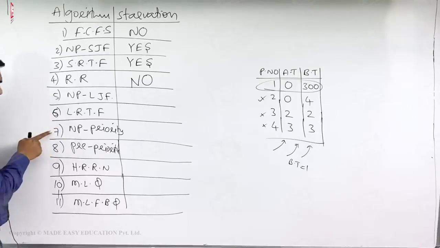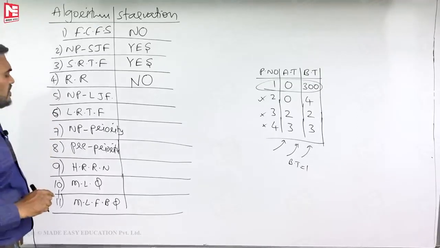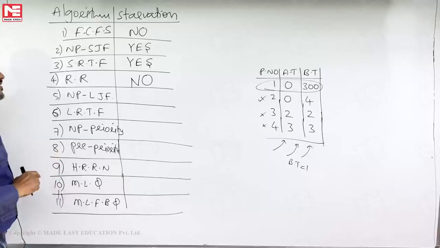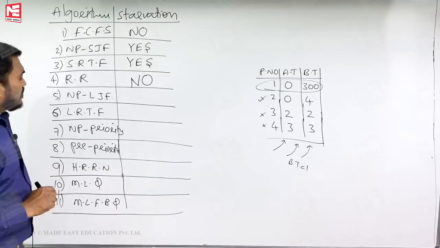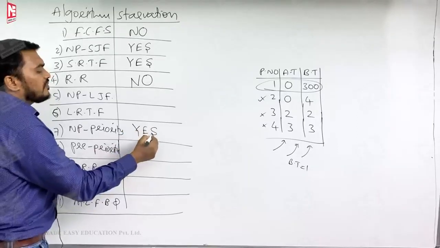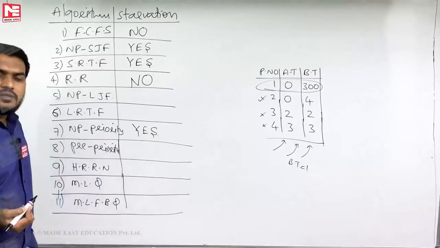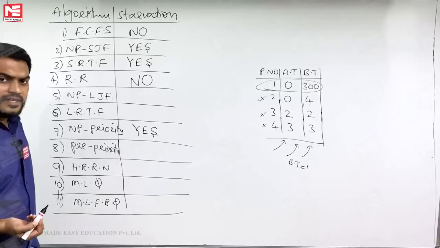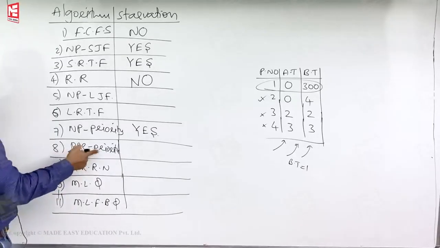5 and 6 बाद में करेंगे. तो पहले बताओ number 7, non-preemptive priority. पहले इसके बारे में बताओ. Non-preemptive priority. Do you have starvation here? Yes. So same thing, if the high priority process keep on coming, the low priority process will go into what? Starvation. Okay, simple. And next, preemptive priority.